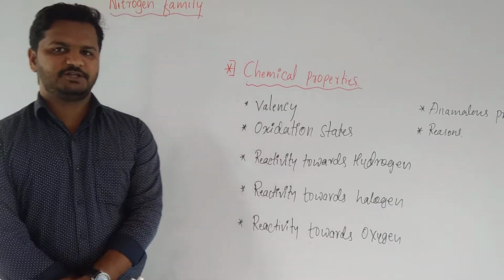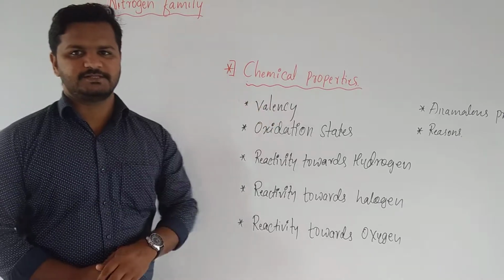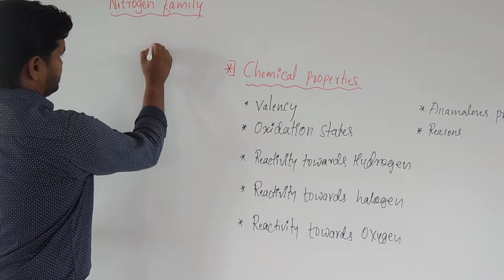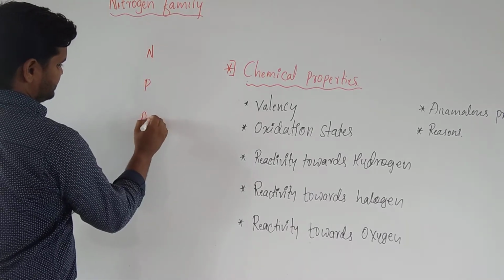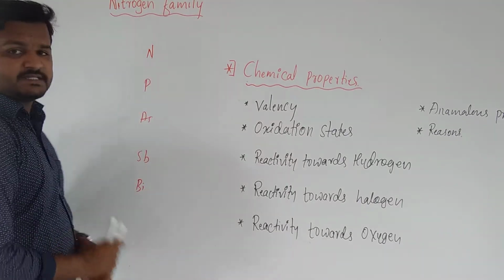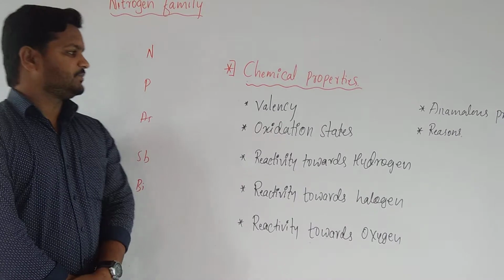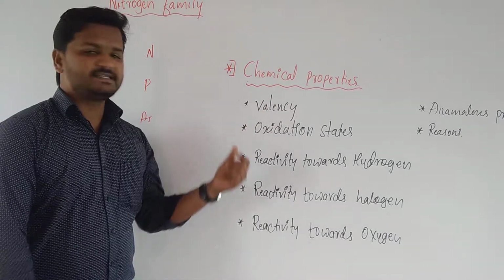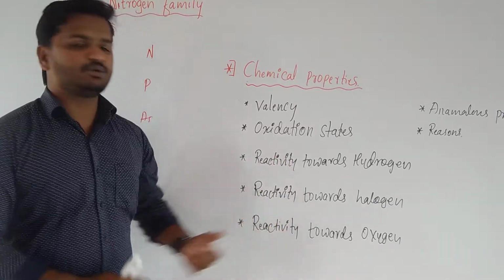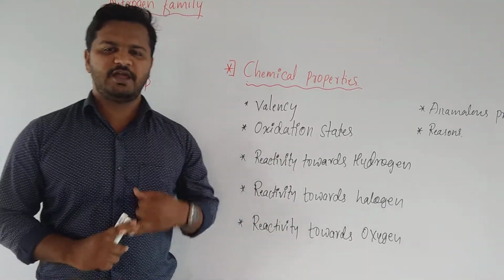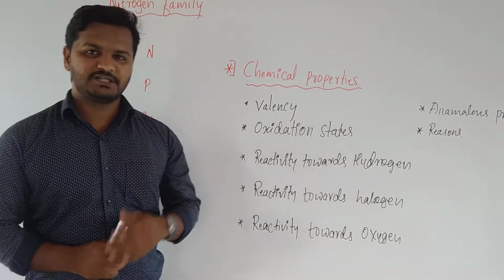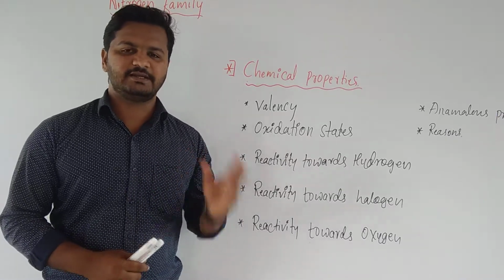Today I am going to start with the nitrogen family's chemical properties. Nitrogen family is nothing but group 15: nitrogen, phosphorus, arsenic, antimony and bismuth. These are the nitrogen family members, and their respective chemical properties are valency and covalency, oxidation states, reactivity towards hydrogen, halogen, oxygen and metals, and anomalous properties, anomalous behavior and reasons.